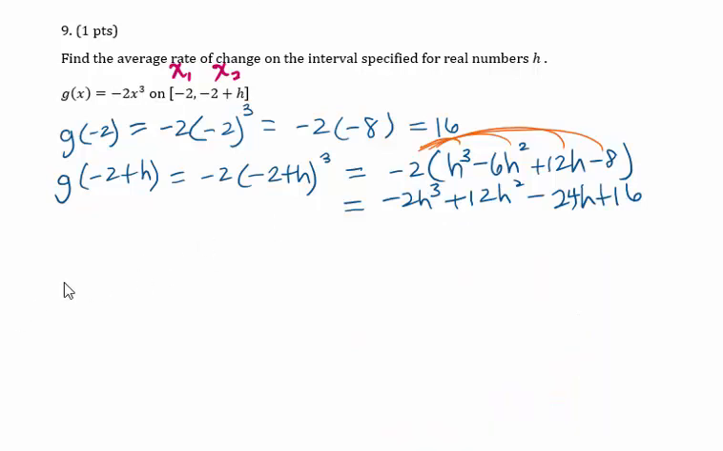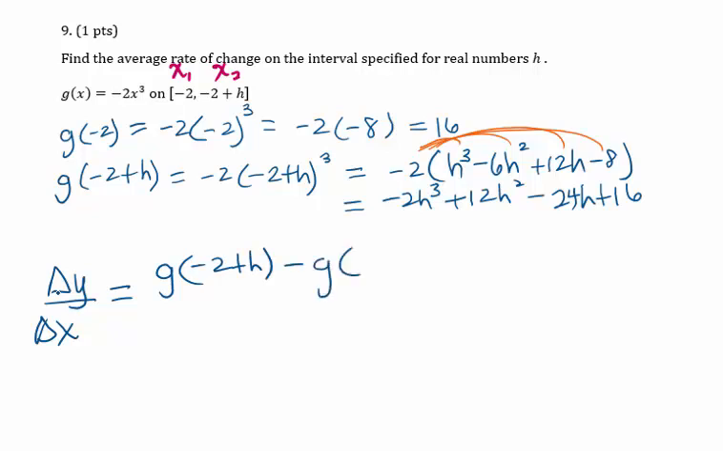Okay, so now we're ready to use the average rate of change formula. It'll be delta y, or change in y, over delta x, or change in x. Typically we'll write g of x2, and in this case it's negative 2 plus h, minus g of x1, so g of negative 2, over negative 2 plus h minus negative 2.